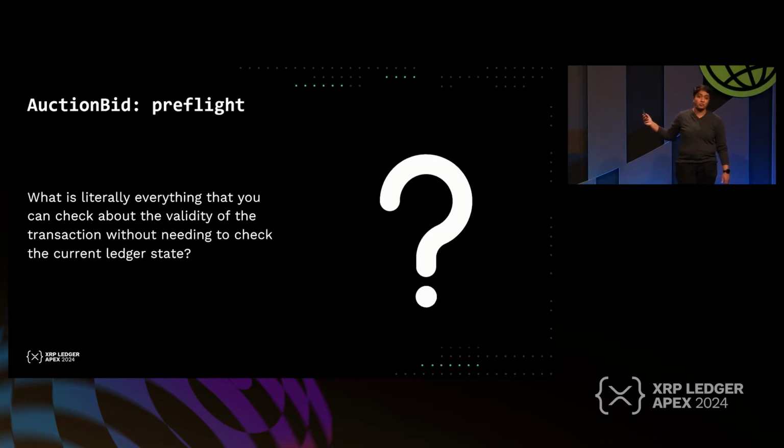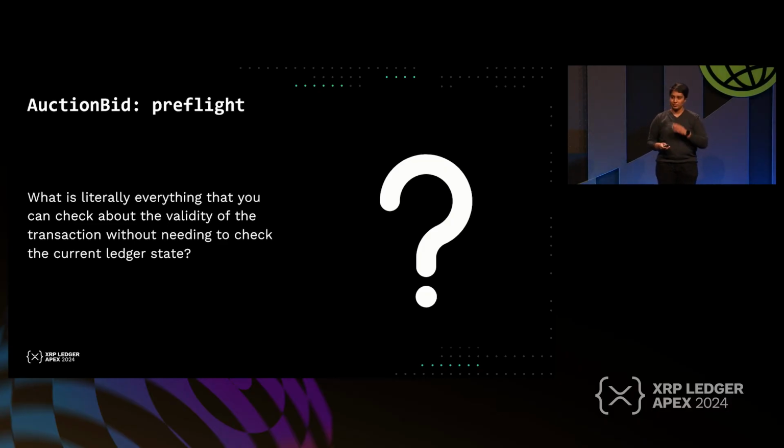So, all right, now for preflight. What can we check in preflight? What is literally everything that we can check of the validity of the transaction just by looking at the transaction, with no access to ledger state? Checking the bid is valid? Checking that the bid is valid, good.